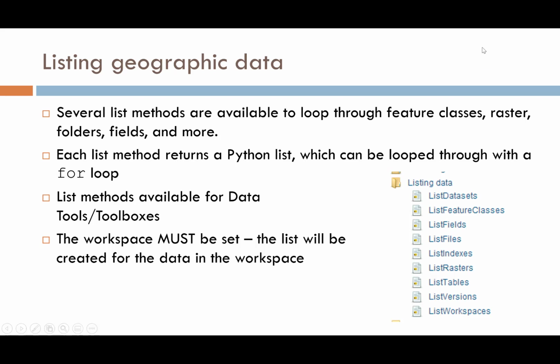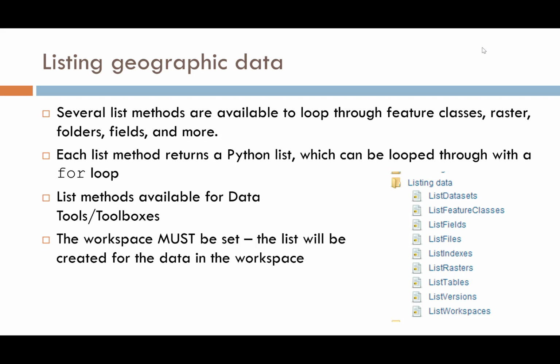And the way the list methods work is you call the method, so arcpy.listFields, for example. You supply the arguments that are needed for that particular list method, and what it gives you back is a list. So a list object, just like the one that you would create by hand typing it in and putting it in square brackets, but now it's created for you using this method, and then you can loop through it with the for loop.